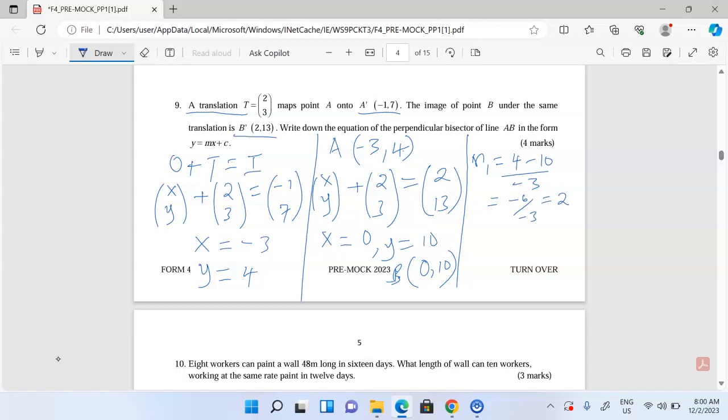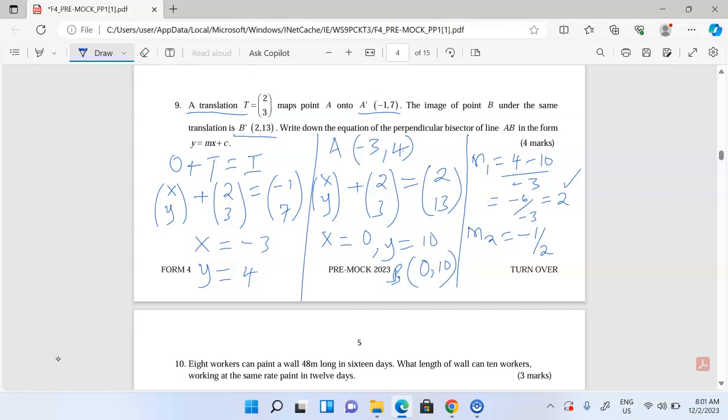Now, a perpendicular bisector to AB, if AB is having the gradient of 2, then its perpendicular bisector will have a gradient such that when the two gradients are multiplied, we get negative 1. So the other gradient should be the reciprocal of this one and with the opposite sign. Therefore, the opposite sign is negative and the reciprocal is a half. So that becomes gradient 2.